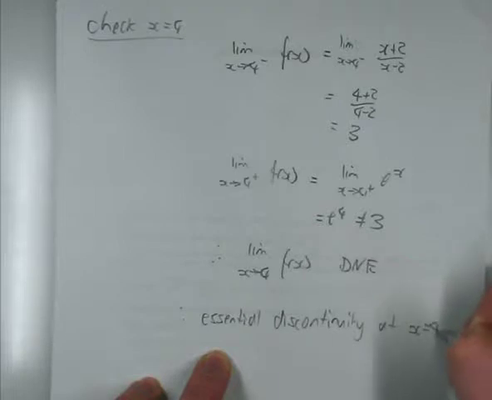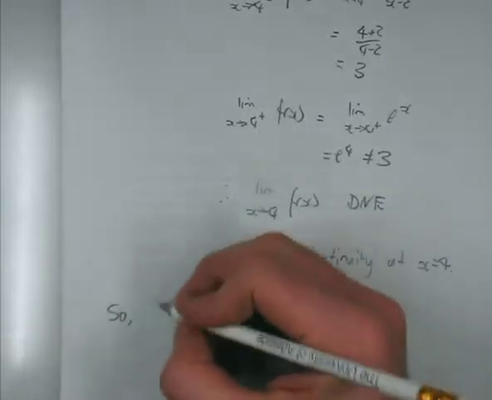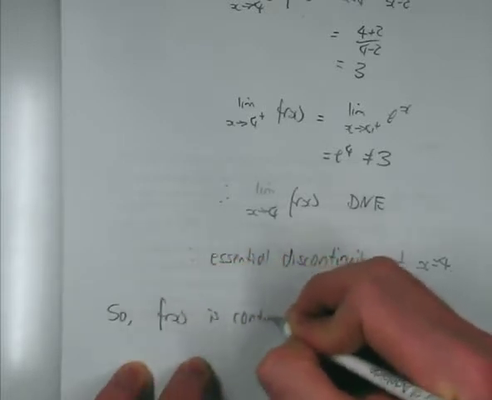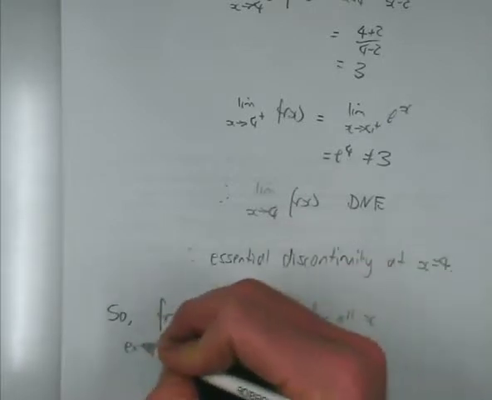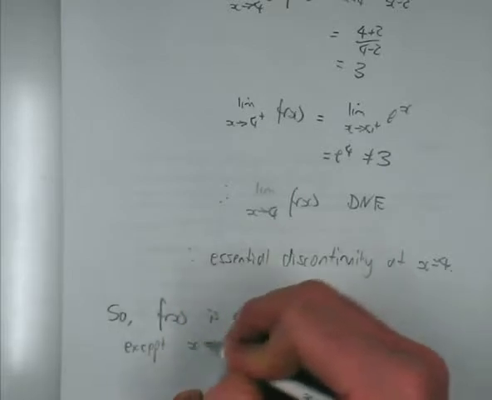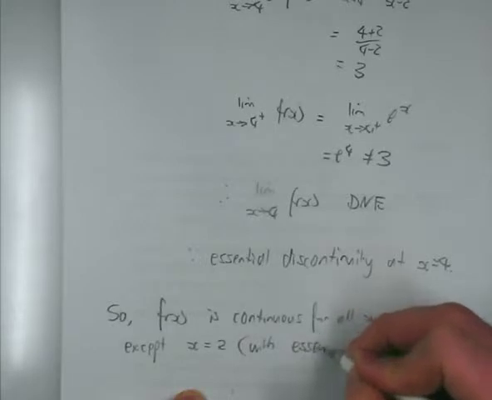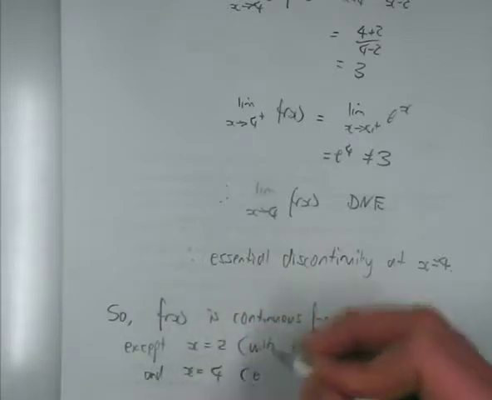At x equals 4. So if they had said, here is a function, discuss the continuity, you would probably need to put a final answer in and say, so f of x is continuous for all x except x equals 2 with an essential discontinuity and x equals 4 with another essential discontinuity.